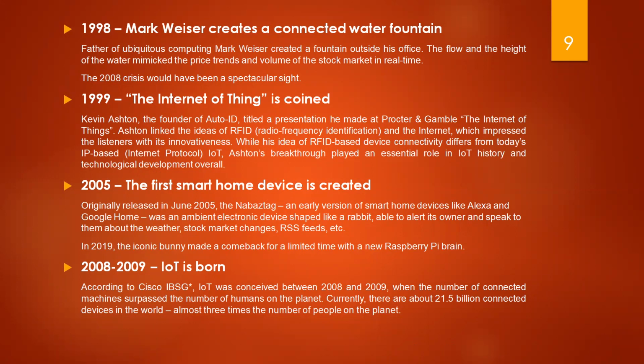Now, in 2005, the first smart home device is created. This device is the predecessor of Alexa and Google Home. It was an ambient electronic device shaped like a rabbit, able to alert its owner and speak to them about the weather, stock market changes, RSS feeds, etc.